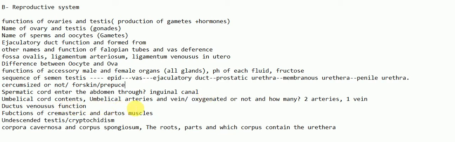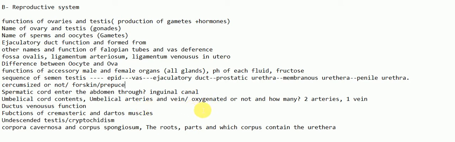Umbilical cord contents. What are the contents of the umbilical cord? It contains umbilical arteries and umbilical vein, 2 arteries and 1 vein. Which is oxygenated and which is deoxygenated? The umbilical vein, 1 vein, is oxygenated, which is the second exception for the artery being red. It's not in this case.